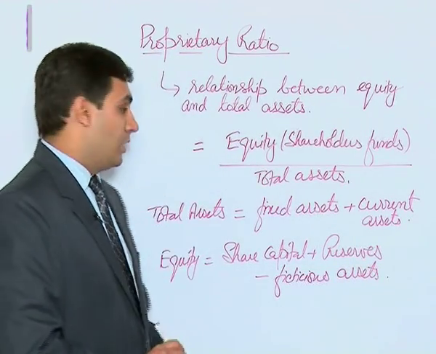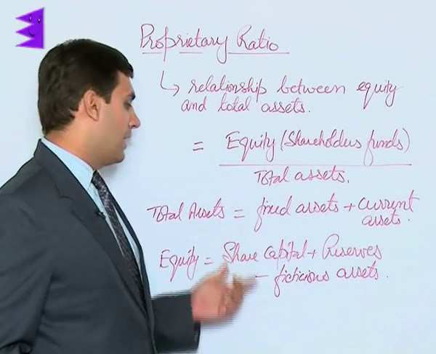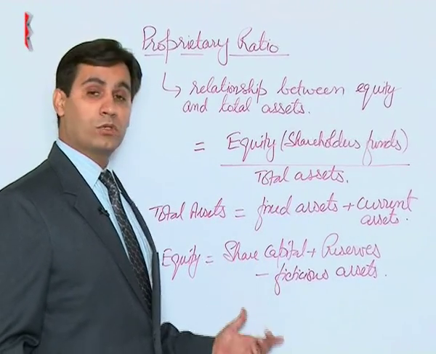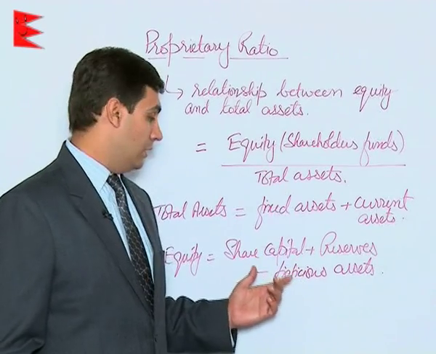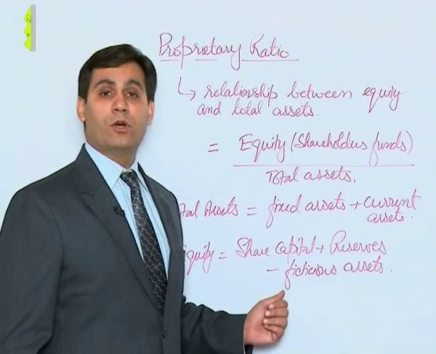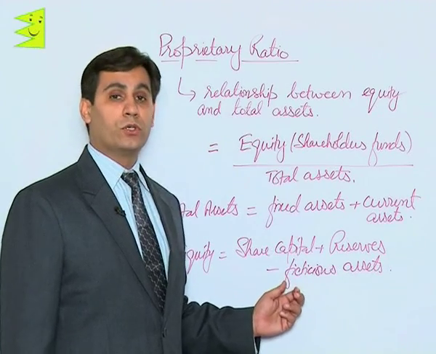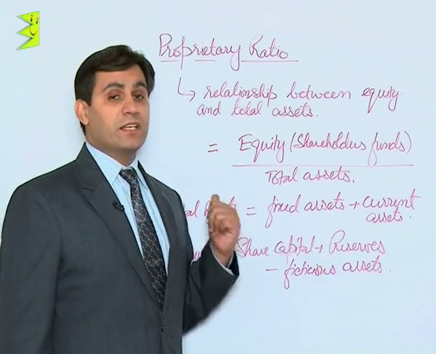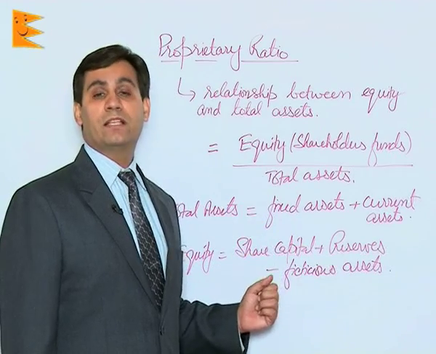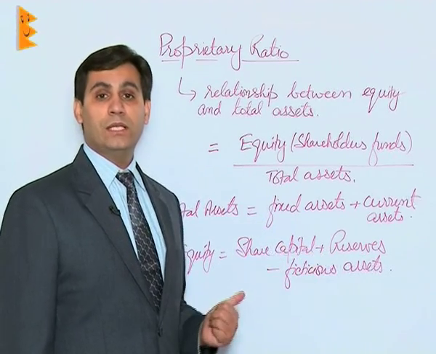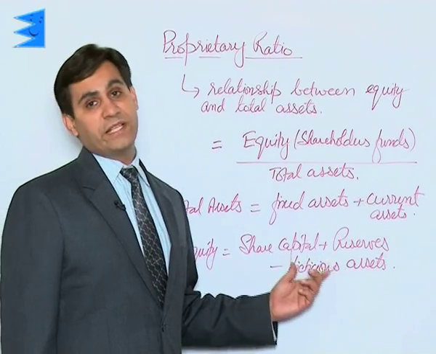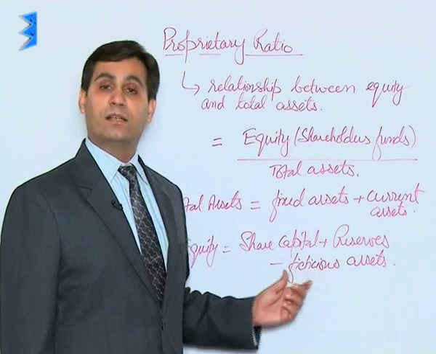So now students, we have both the components here. Total assets is equal to fixed assets plus current assets, and equity or the shareholders' funds are equal to share capital, which includes both equity and preference. Reserves that belong to the owners, it includes both free reserves and your capital reserves, something like the nature of securities premium which belongs to the shareholder. And out of this total, all the miscellaneous expenses, fictitious assets, are deducted.